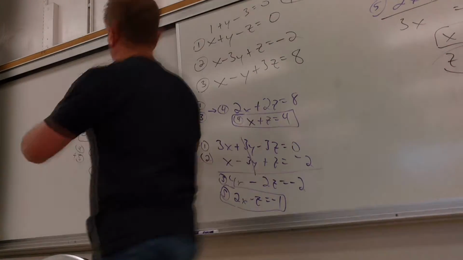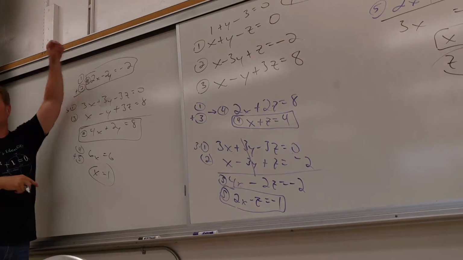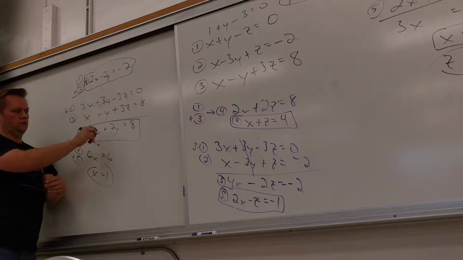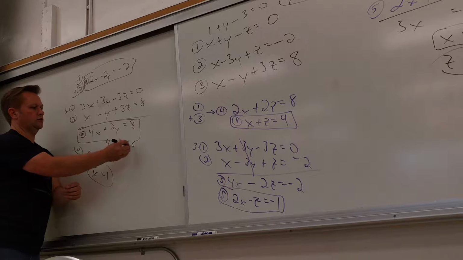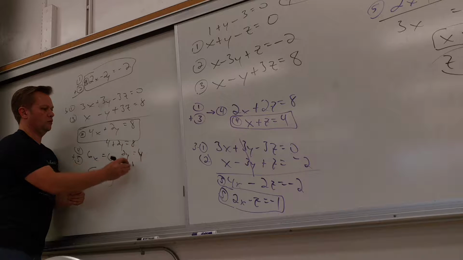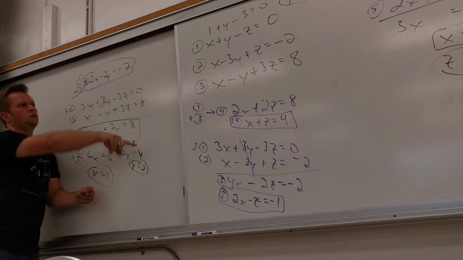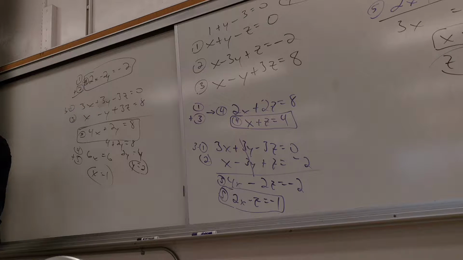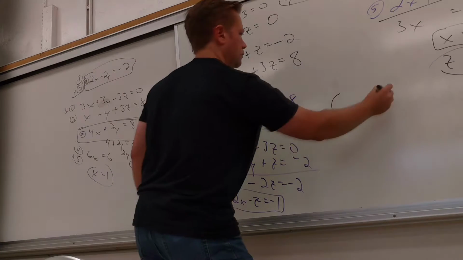X is 1, you can plug it back into either one of these and solve for y. So if I plug it in here, 4 plus 2y equals 8, so 2y equals 4, so y equals 2. And I can plug those two back in, and you'll end up at the same place. So can somebody put it together into a point for me? What would the point be?